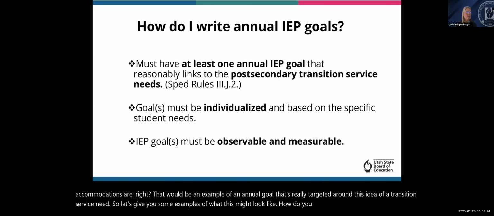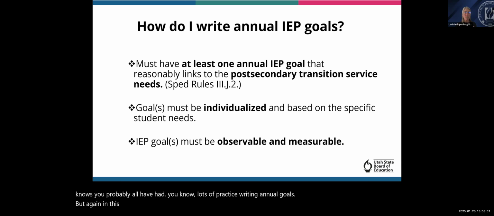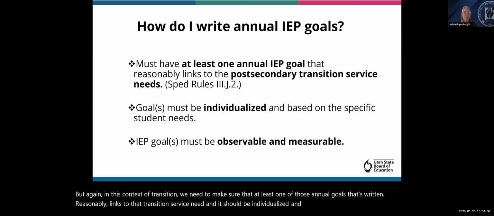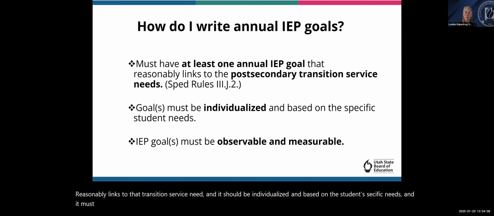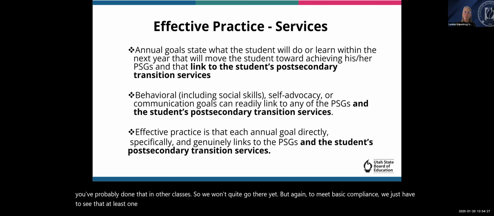How do you write an annual goal? Well, I think you've probably all had lots of practice writing annual goals. But again, in this context of transition, we need to make sure that at least one of those annual goals is written to reasonably link to that transition service need. It should be individualized and based on the student's specific needs, and it must be written in an observable and measurable way. We're not going to get into annual IEP goal writing because I believe you've done that in other classes. But again, to meet basic compliance, we just have to see that at least one annual goal really connects with the student's post-secondary goals, and it's considered compliant.